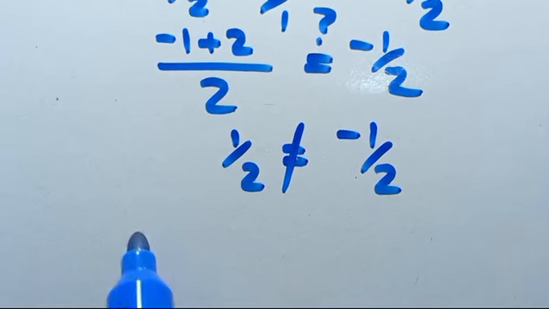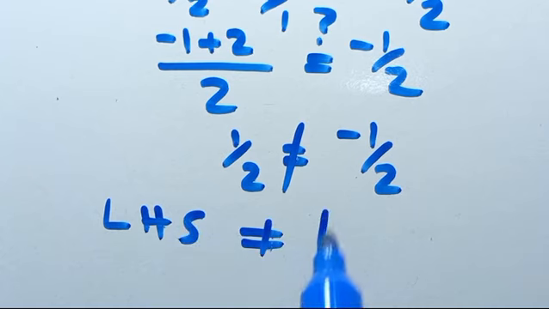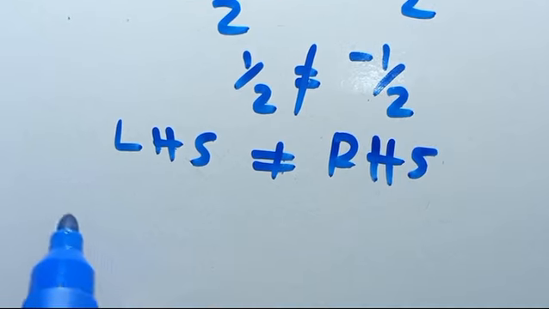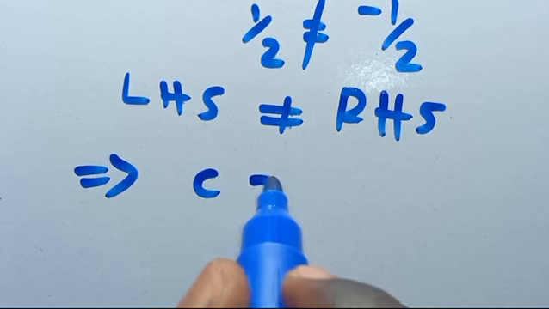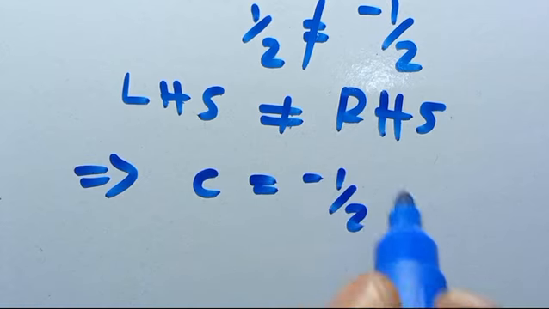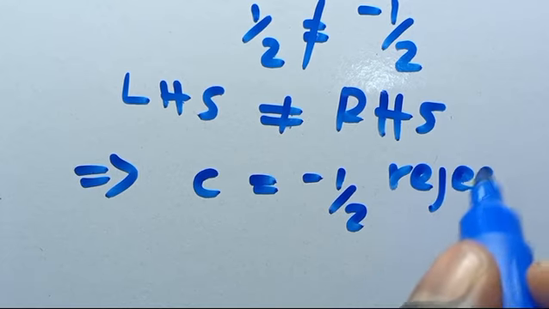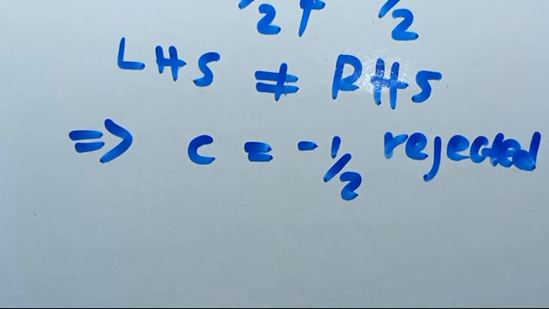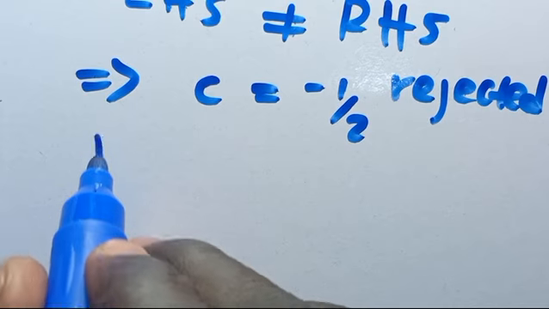So since the left hand side does not equal the right hand side, this tells us that C equals minus 1 over 2 will be rejected. Now, let's see another method of solving this. Let's say method 2.